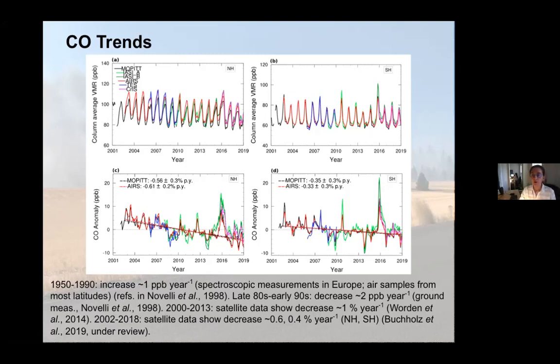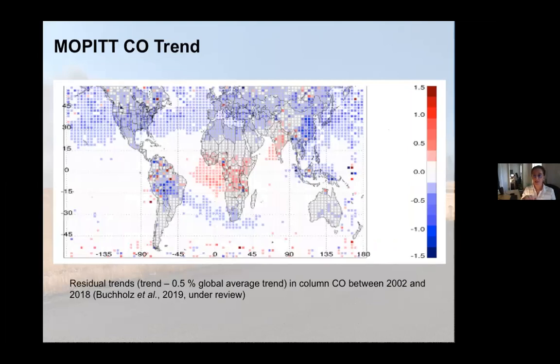Here you have another map from the same analysis by Rebecca Buchholz. And this is trend minus global trend, so it shows you local trends, if you would. You can see that mostly in the northern hemisphere, there is a strong decrease in CO and also in the Amazon. And remember that this study goes till 2018, I believe. While in Equatorial Africa and India, CO is actually increasing.